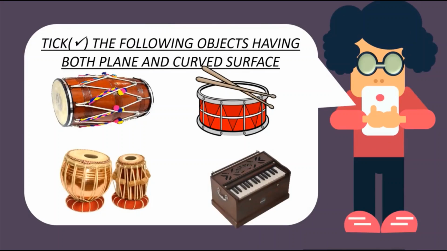Pick the following objects having both plane and curved surface. You know that plane means flat surface and curved means circular or rounded surface. So, except the harmonium, which resembles a cuboid, the other 3 instruments have both flat as well as curved surface. That means they have both plane and curved surface.